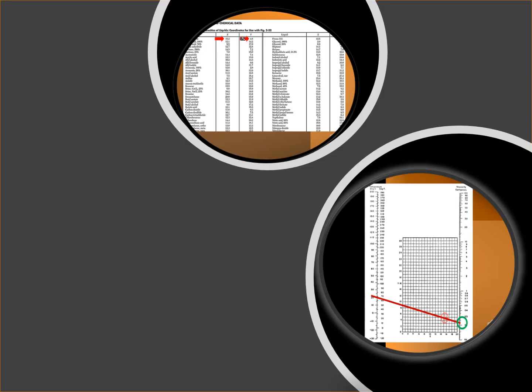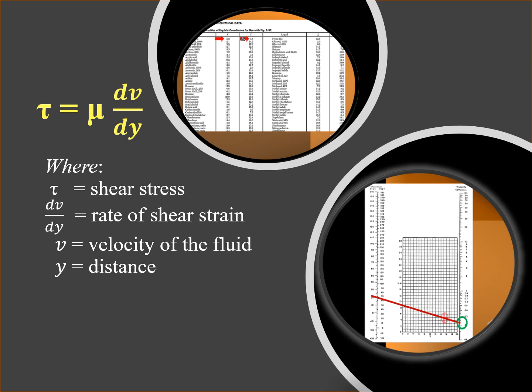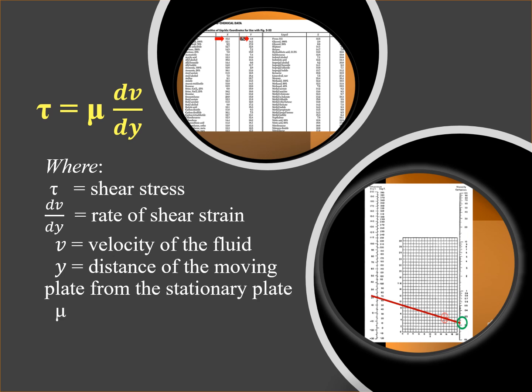The equation for viscosity is therefore tau equals mu times dV over dy, where tau equals shear stress, dV over dy equals the rate of shear strain, V equals the velocity of the fluid, y equals the distance of the moving plate from the stationary plate, and mu equals the viscosity, which is actually a proportionality constant. However, viscosity is dependent on temperature, composition and pressure of the fluid, but it is independent of the rate of shear strain.